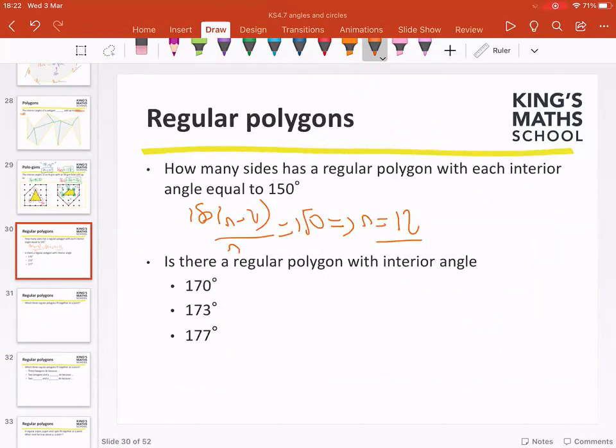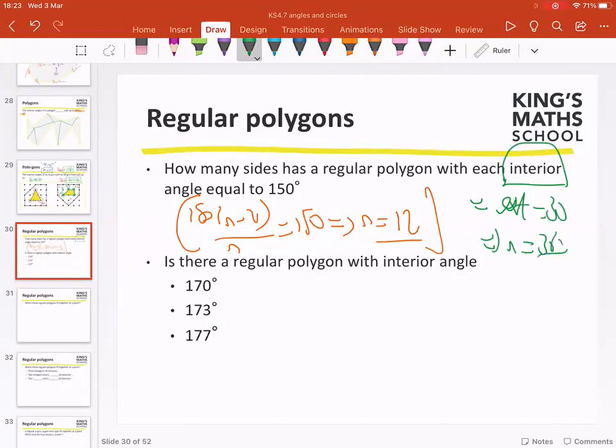So what I want them to do is, okay, it's fine. But what I want them to do is go, right, interior is 150, so exterior is 30, so n is 360 divided by 30, which is 12. And that to me is much better, because that's verifying their geometrical understanding, not just their procedural fluency. And then, of course, they can do questions like this.